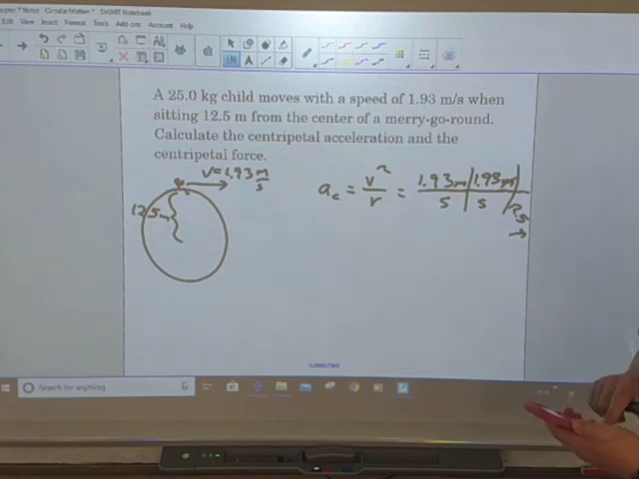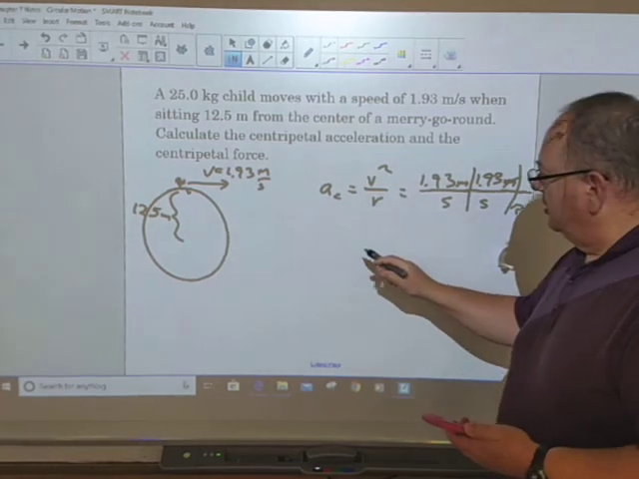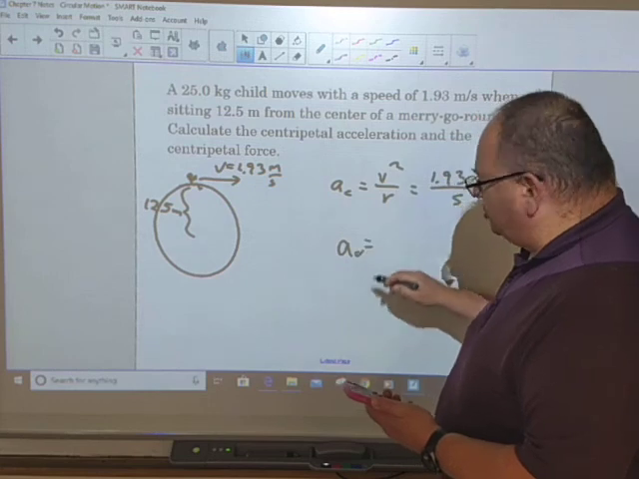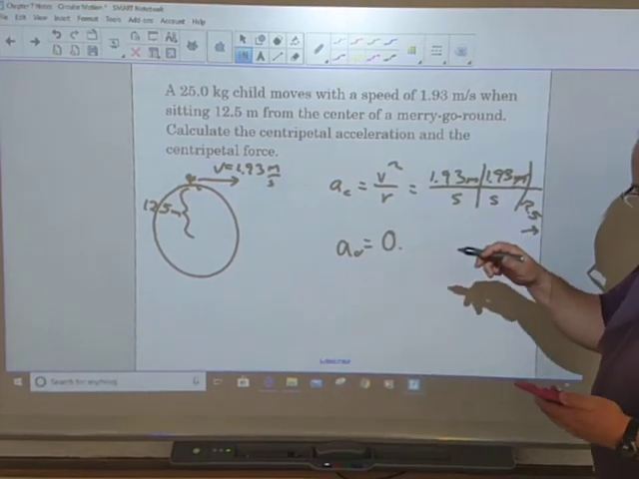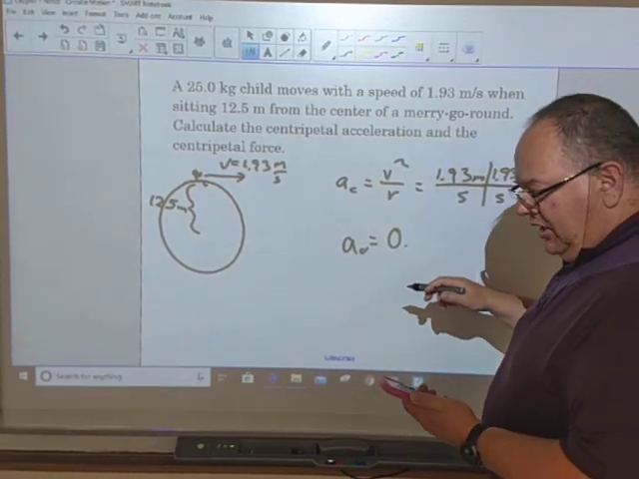All right, 1.93 times 1.93 divided by 12.5 equals, centripetal acceleration is 0. I get 3 sig figs, 298.